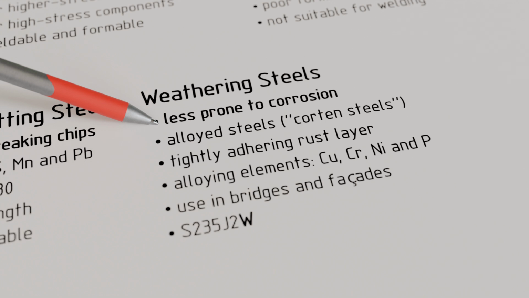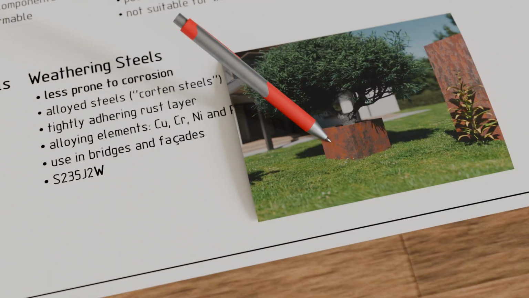Due to their durability, low maintenance, and aesthetic appearance, weather-resistant steels are often used in bridge construction, facades, and artistic structures. They are also popular for private applications such as planter boxes or garden borders due to their rustic look. Typical alloying elements in weathering steels include copper, chromium, nickel, and phosphorus. These elements give the steel its characteristic rust-brown color and self-protecting properties.